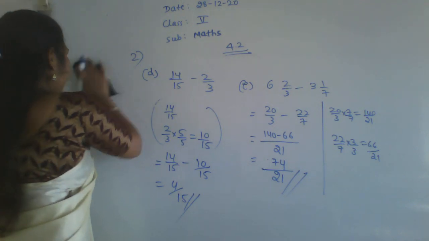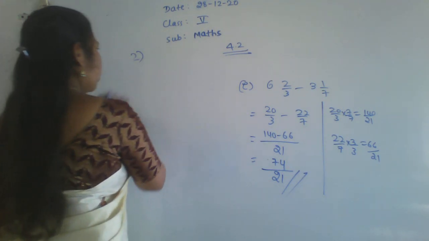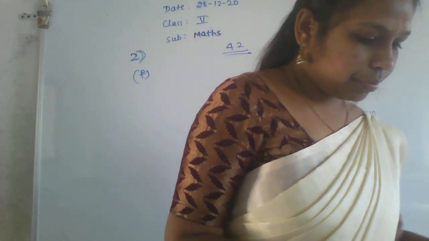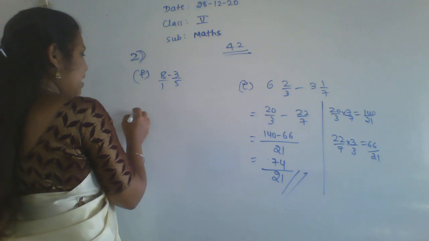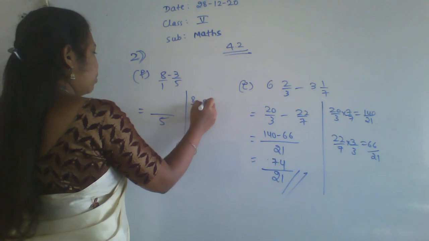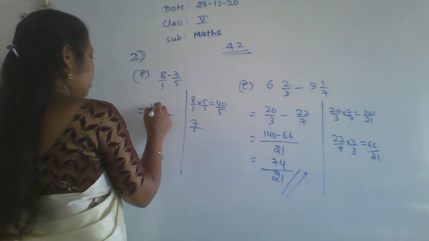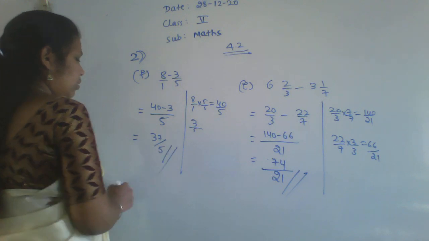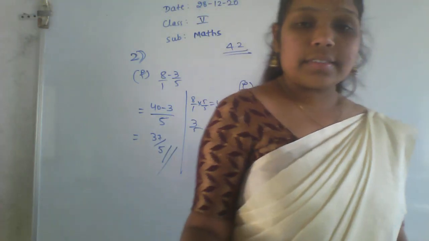Go for the F problem. What is the F one given? Second main F: 8 minus 3 by 5. Here 1 is there, LCM is 5. So 8 by 1 into 5 by 5 is 40 by 5, and 3 by 5 is already there. So 40 minus 3 is 37 by 5 is the answer. So we completed the second main also.